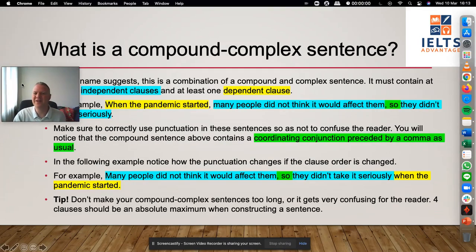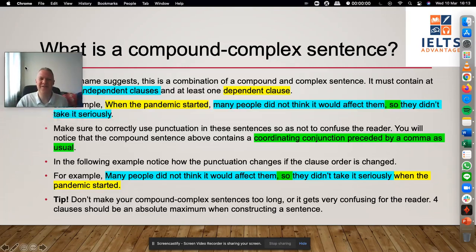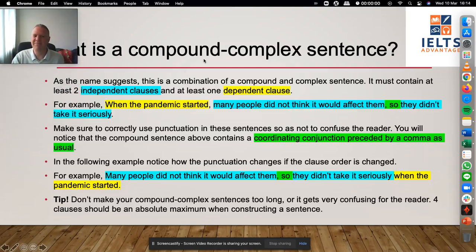Now, what is a compound complex sentence? As the name suggests, it is a mix between a compound sentence and a complex sentence. If we remember, a compound sentence has two independent clauses or maybe more. We could have 2 or 3 or 4 independent clauses, and a complex sentence has a dependent clause and an independent clause. So this means there has to be at least 2 independent clauses and at least 1 dependent clause for it to be a compound complex sentence. So let's have a look.